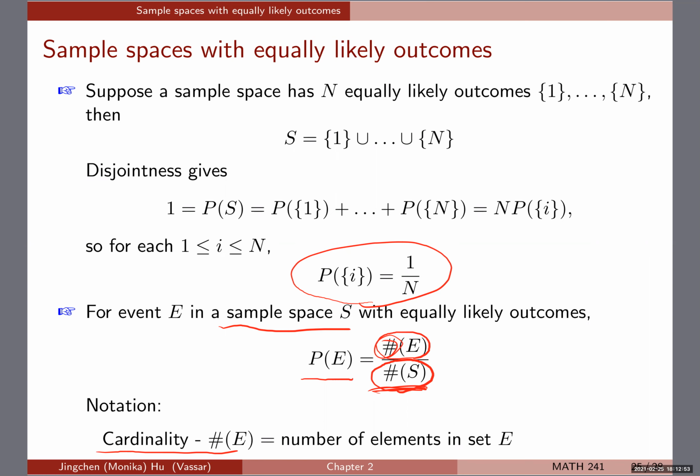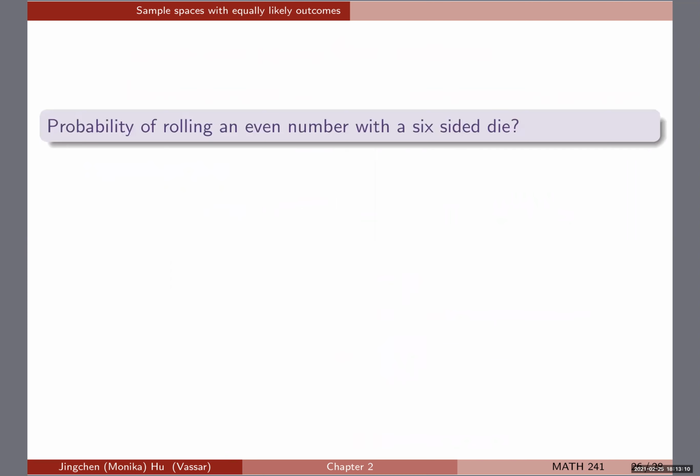Again, keep in mind that this only works if you have equally likely outcomes. But this is very commonly done in many scenarios anyway. This is the one to think about when you have equally likely outcomes, so we are starting with this one. All right, let's look at some examples.